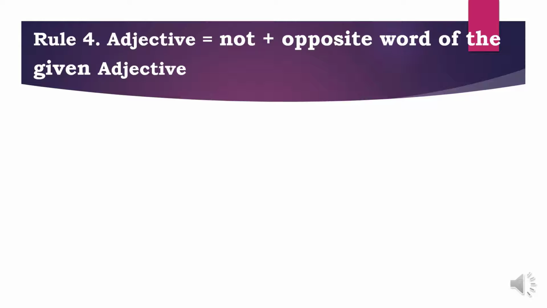Rule 4. If there is any adjective in an affirmative sentence, then while making it negative, we have to use not plus opposite word of the given adjective. That means if any adjective is there in an affirmative sentence, then we have to use an opposite word of the given adjective, and before that we have to use not. And this is how we can transform an affirmative sentence into negative.